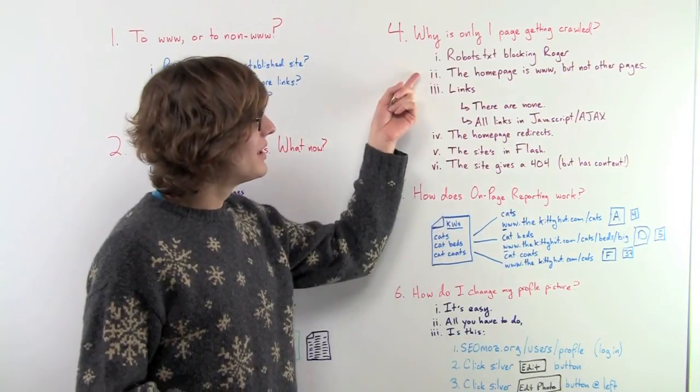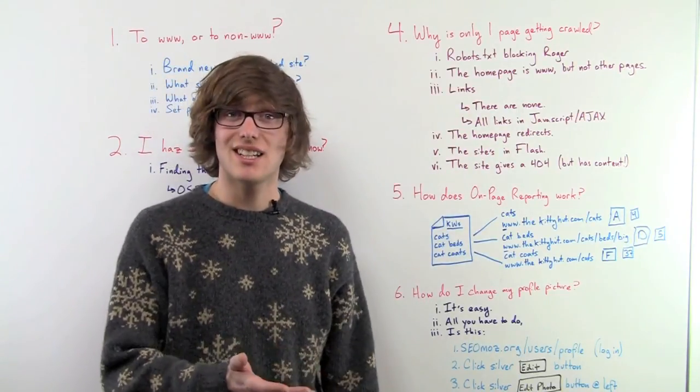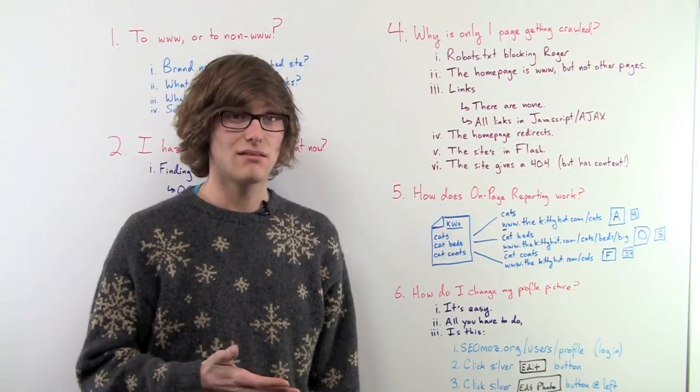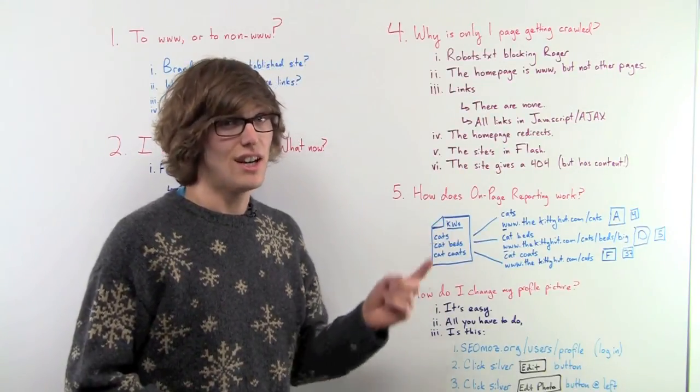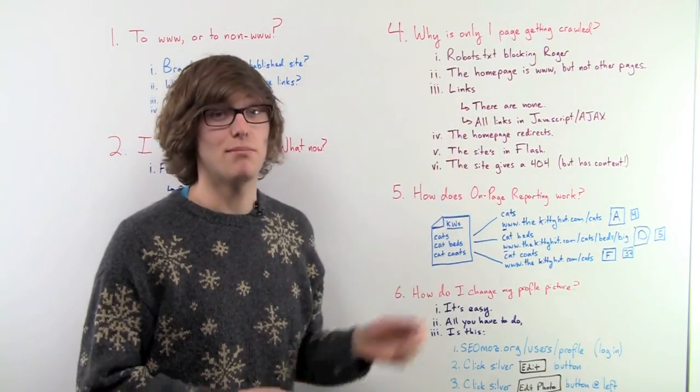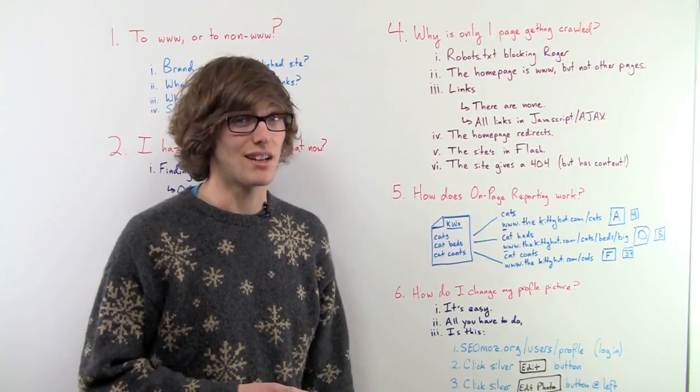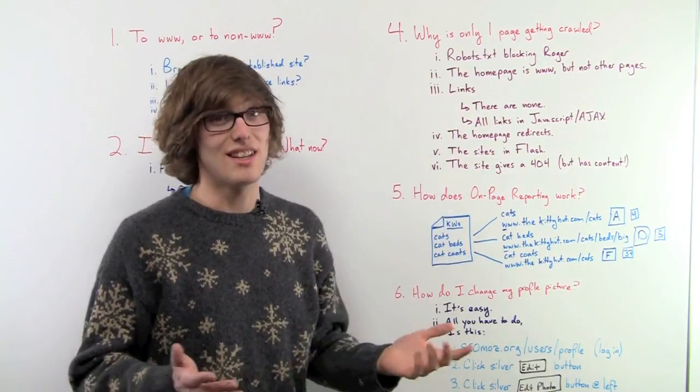So first off, one thing that we see a lot is robots.txt is over blocking a lot of crawlers, including Roger. Probably not explicitly Roger, but we do see robots.txt blocking. So we might just crawl the home page and that's it.